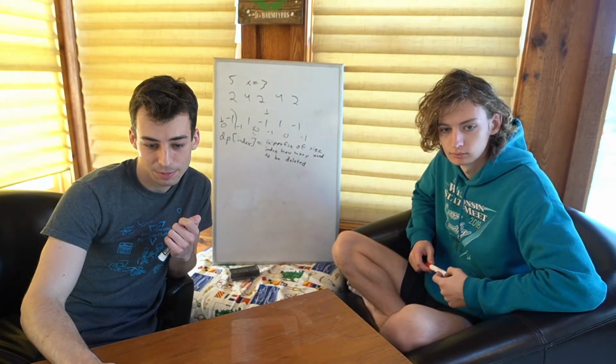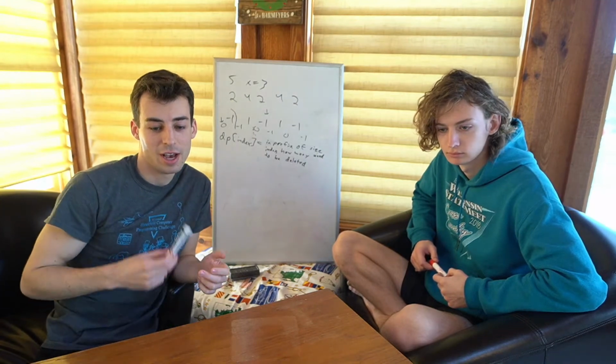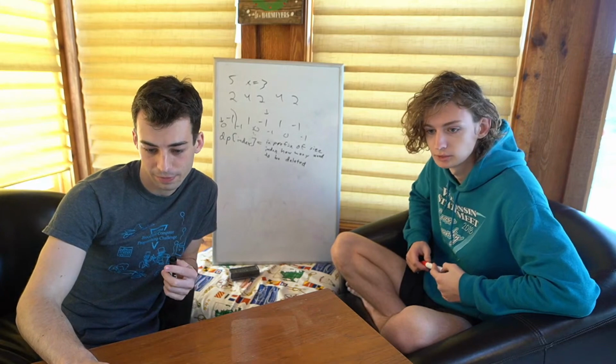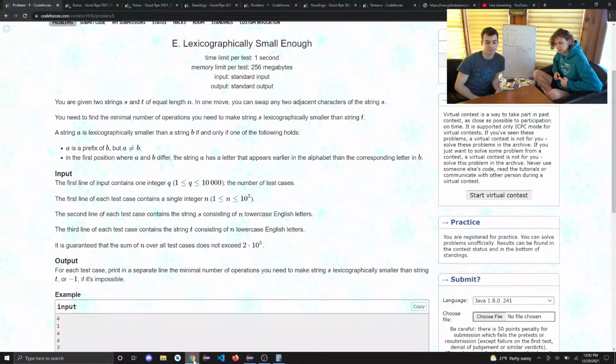Two more left. Maybe we'll finish by system test, who knows. Lexicographically Small Enough. We'll explain this problem because Thomas hasn't read it. I have read it. Explain it anyway. This is actually a really easy problem. I thought it looked easy, but I wasn't super sure how to do it. It's super easy, and I saw it right away.